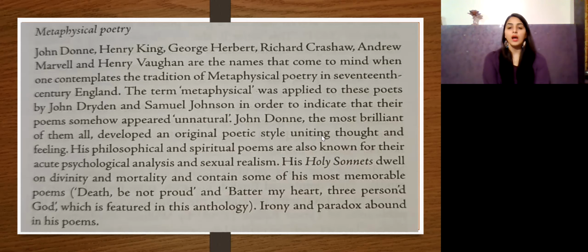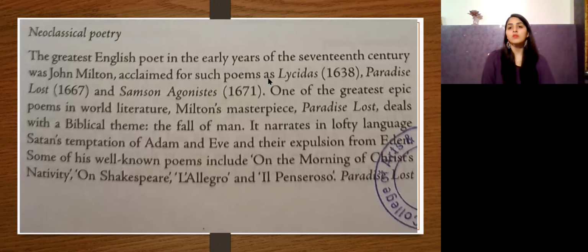Now, let's move forward to the other type of poetry, that is neoclassical poetry. What do you mean by neoclassical poetry? The greatest English poet in the early years of the 17th century was John Milton, acclaimed for such poems as Lycidas, Paradise Lost, and Samson Agonistes, one of the greatest epic poems in world literature.